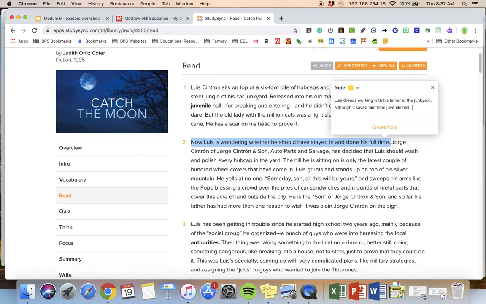And so this gives me some insight into who Lewis is as a character, as well as a little bit about what he feels about his dad. So I'm going to write down some of my thinking about that.